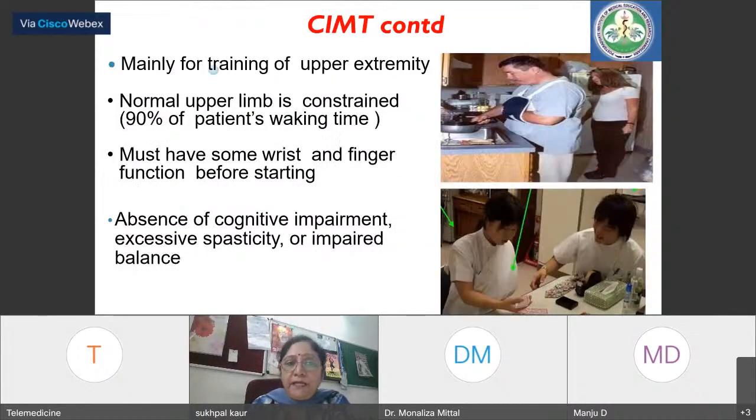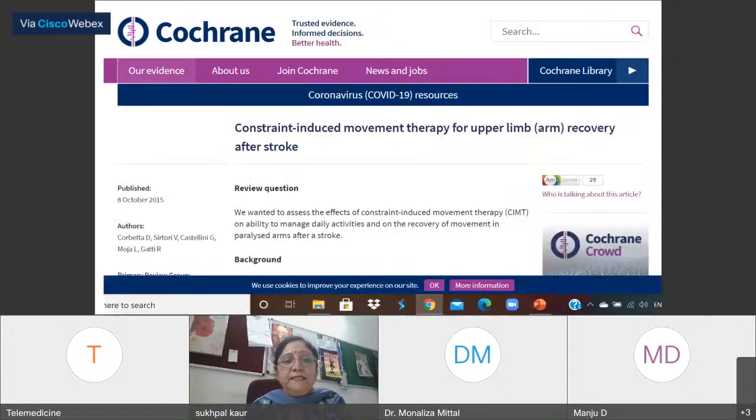So it is done mainly for the training of the upper extremity, and another important point is that the normal upper limb should be constrained for about 90% of the awakening time, not once the person is sleeping. And the important thing we need to keep in mind is that the person should be having some wrist and finger function of the affected limb before starting. Otherwise, it will be very, very difficult. So there should be some function of the affected limb before we move on to the CIMT. And there should also be absence of cognitive impairment, excessive spasticity, or impaired balance in these patients.